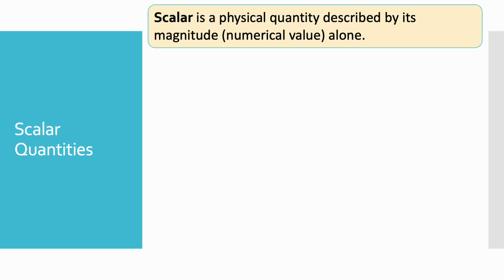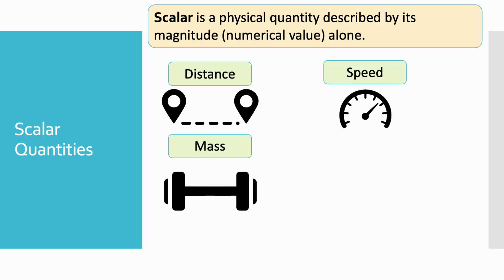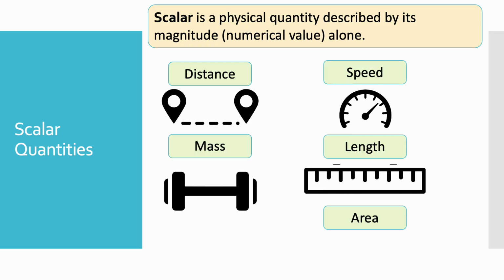A scalar quantity is described by its magnitude only. Examples are distance, speed, mass, length, area. Notice that for all these, direction does not matter. For example, if I say the mass of an object is 2 kg, there is no direction attached to it.